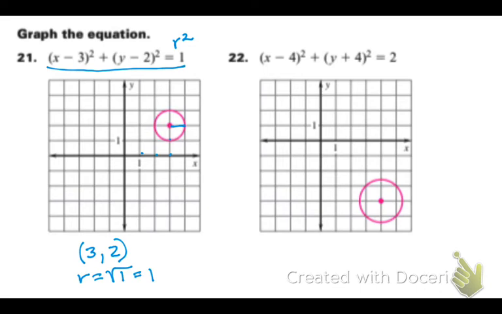So let's interpret number 22. So my center is going to be at 4, because I have x minus 4, and I have y plus 4, so my y coordinate is going to be equal to minus 4. Okay, my r squared is equal to 2, so r is equal to square root of 2. Okay, so 1, 2, 3, 4. Negative 1, 2, 3, 4. Okay, I've got my center, and the square root of 2 is equal to 1.414, which is obviously 1 and a little bit.